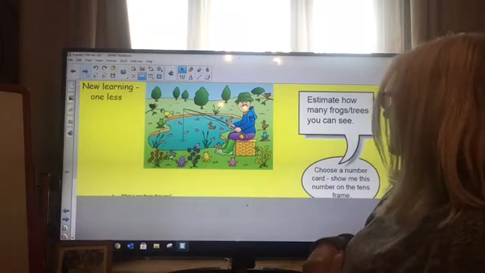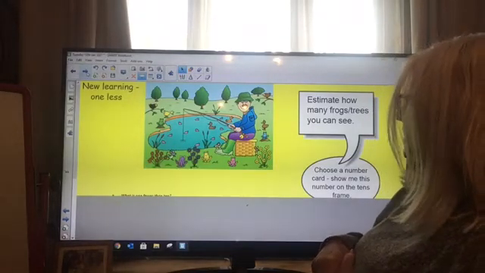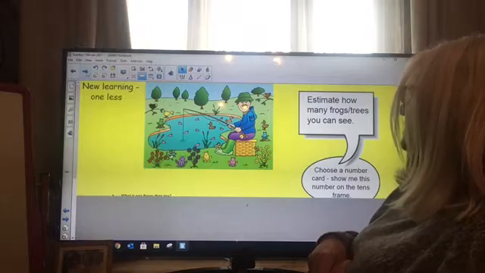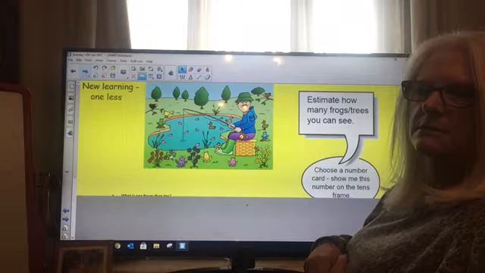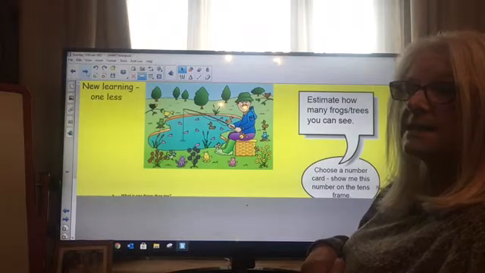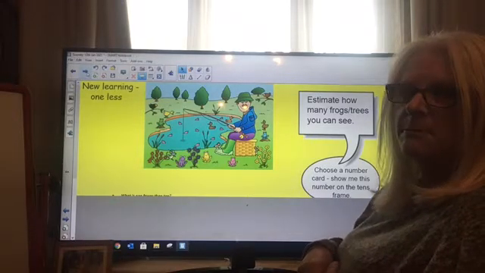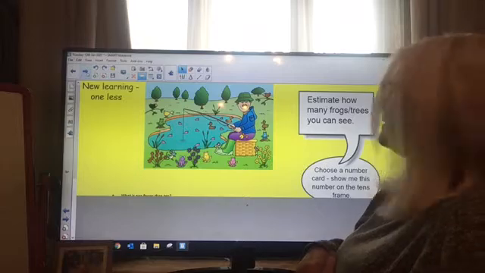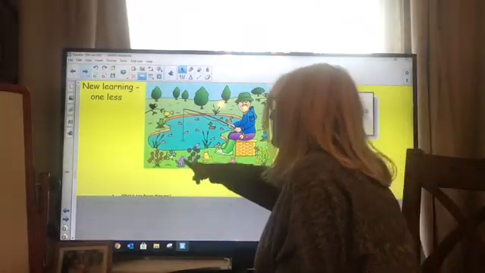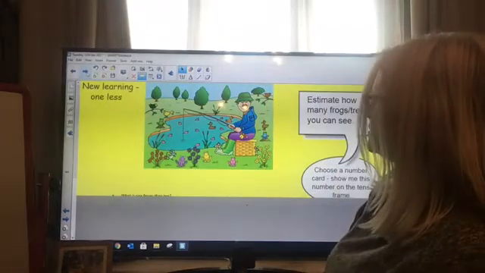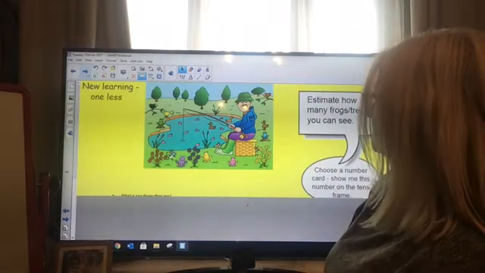Right, let's have a look at the frogs. Let's have an estimate. How many frogs do you think there might be? I'm going to estimate about 5. What do you think? Maybe you don't need to estimate. Maybe you can just see how many there are. Let's have a look. 1, 2, 3, 4 little froggies. So 5 wasn't a bad estimate, was it?